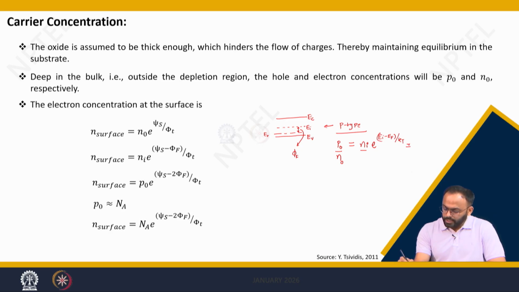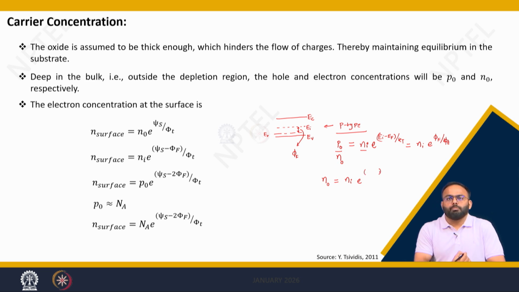As this, we can mention p0 equals Ni e to the power of phi f by phi t. We just multiplied with q in numerator and denominator, and we will get Ni into e to the power of phi f by phi t. In a similar way, I can write n0, which is nothing but what? The electron concentration, which is the minority concentration in p-type semiconductor. It can be written as Ni into some exponent.